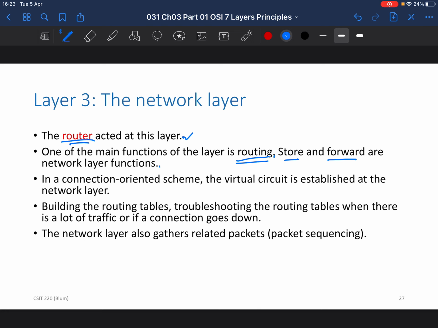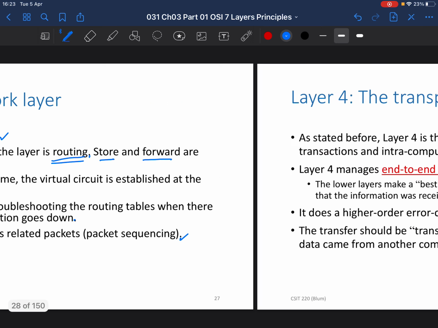In a connection oriented scheme, the virtual circuit is established at the network layer. So it is related to connection. Building the routing tables, troubleshooting the routing tables when there is a lot of traffic or if a connection goes down. The network layer also gathers related packets, which relates to packet sequencing. So that is about the network layer.